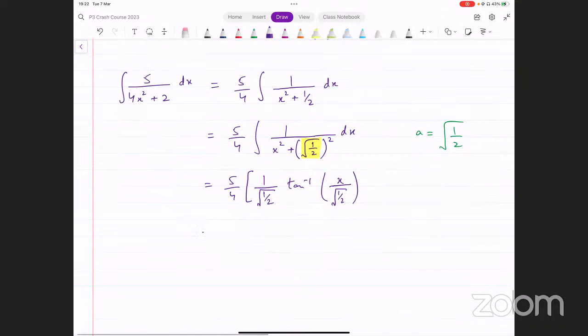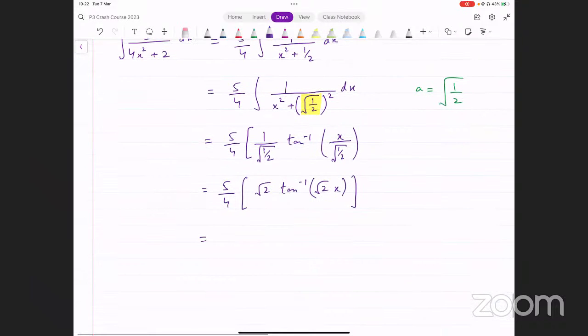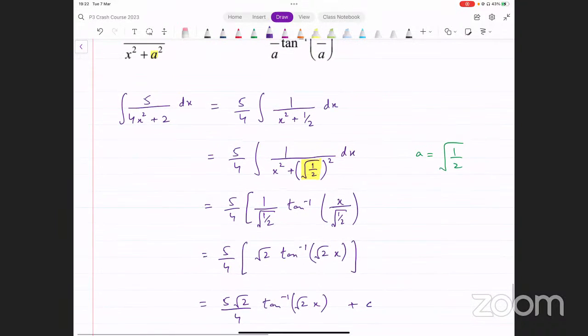You could simplify this slightly. This 2 is going to go to the numerator. Similarly, this 2 is going to go to the numerator. So it becomes 5 over 4 into square root of 2 into tan inverse of square root of 2 times x in this case. We could simplify this slightly more, and this becomes 5 square root of 2 over 4 into tan inverse of square root of 2 times x plus c. That is the integration of this expression.